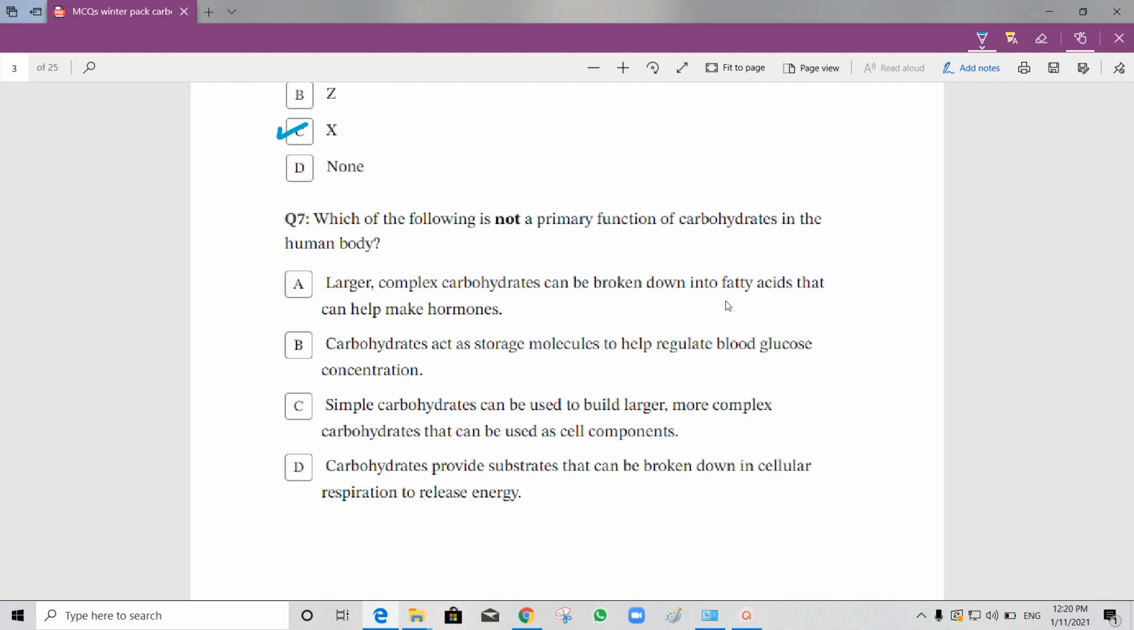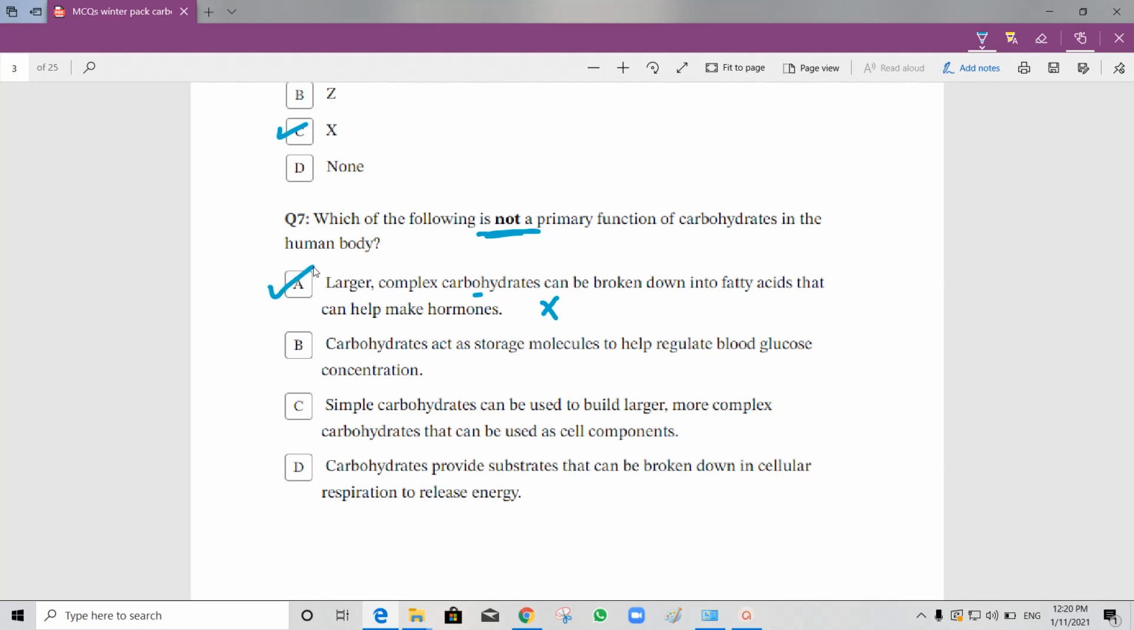Do you think that carbohydrate breaks down into fatty acids? How? This is of course wrong. Because I'm choosing the not a primary function, I'm choosing the wrong answer. So this will be the right answer. I will choose this one.